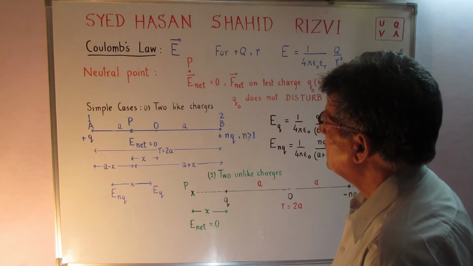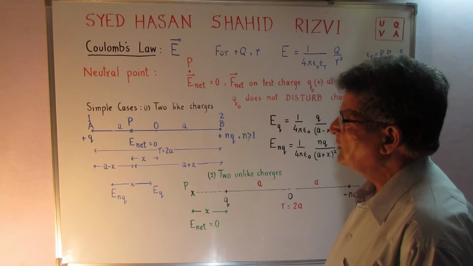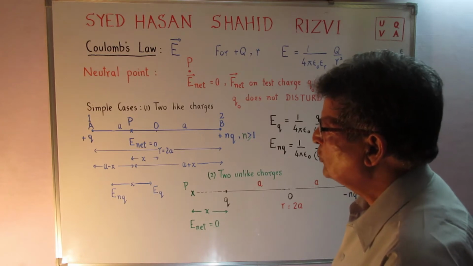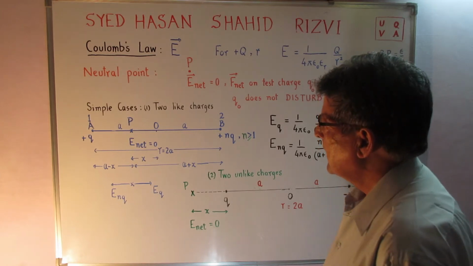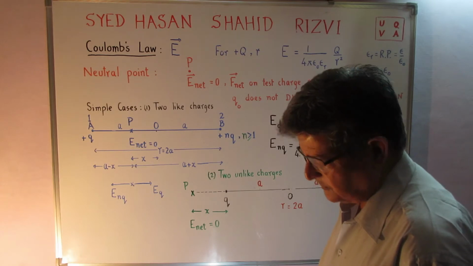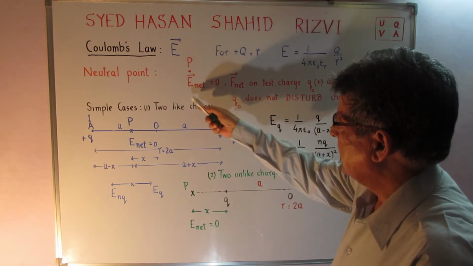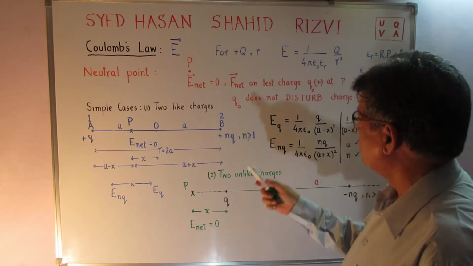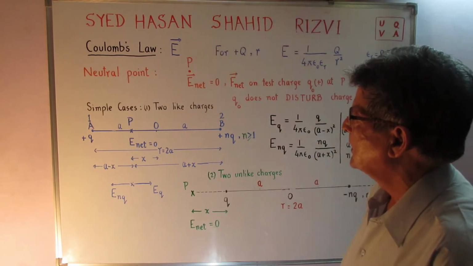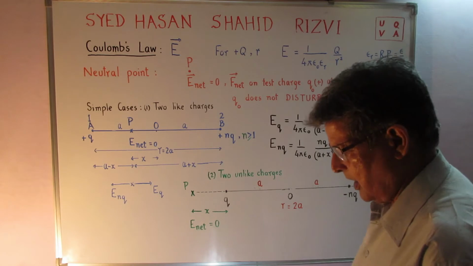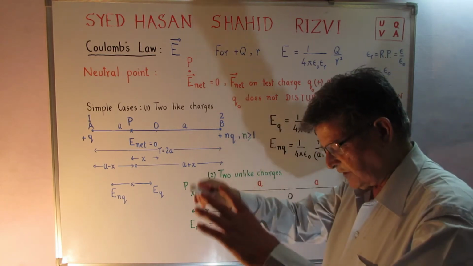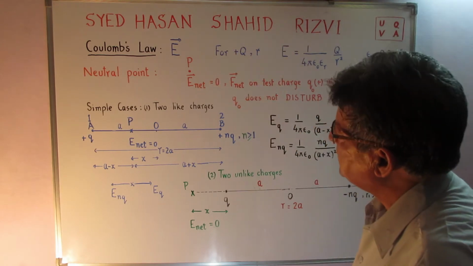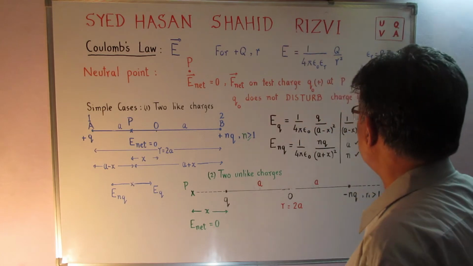Now, to take it further, I will talk to you about neutral points. A neutral point in space is such a point at which the net electric field is equal to 0. And if at that point you bring a test charge plus Q₀, then the net force on that charge due to the distribution of charges, which gives us E net equal to 0, F net will also be equal to 0.